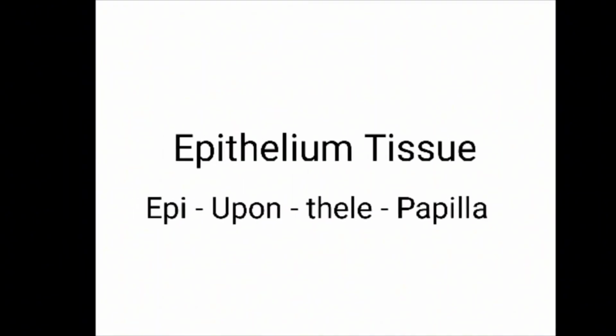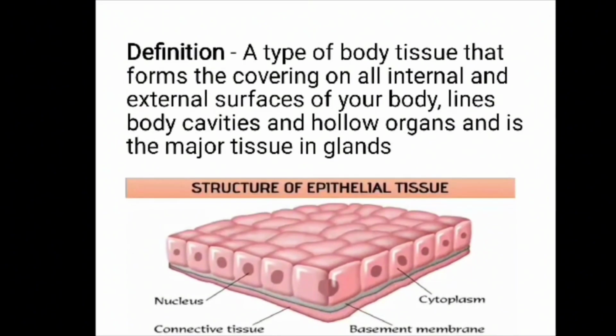Epithelium tissue: epi means upon, thele means papilla, the skin lying on the papilla of lips, and this was termed as epithelium by Frederick Ruysch. Definition: you can see it is a type of body tissue that forms the covering on all internal and external surfaces of your body, lining your body cavities and hollow organs, and its major tissue is found in glands.